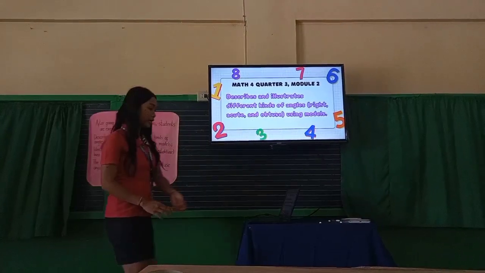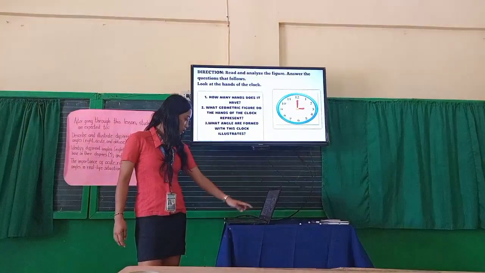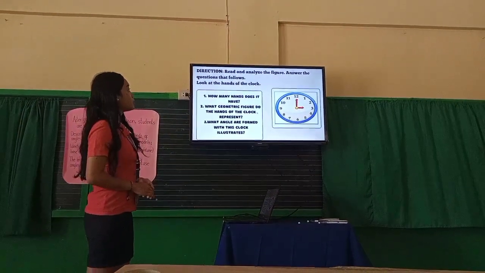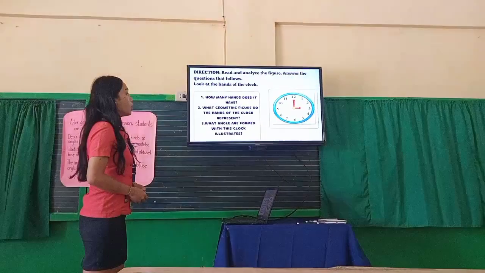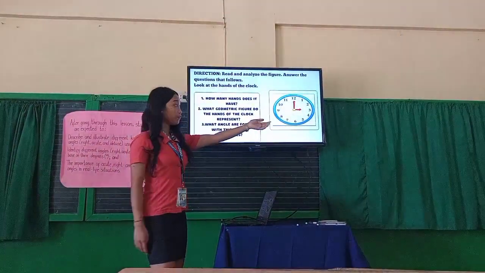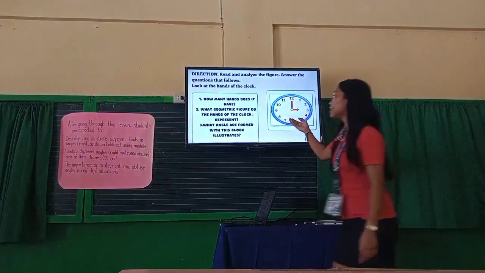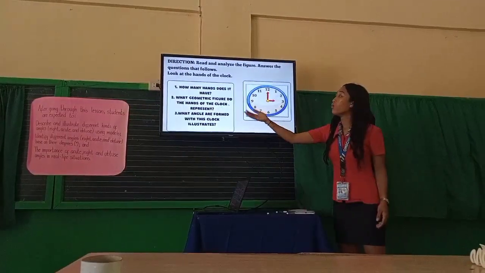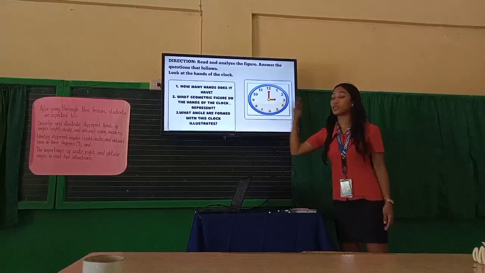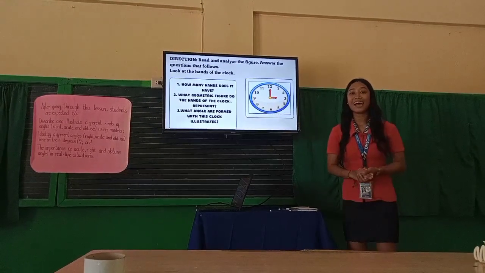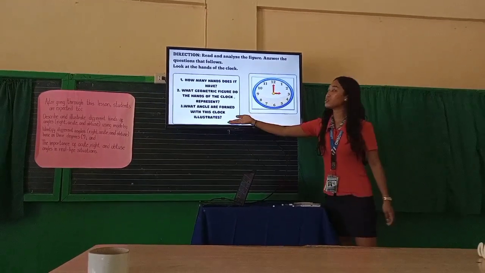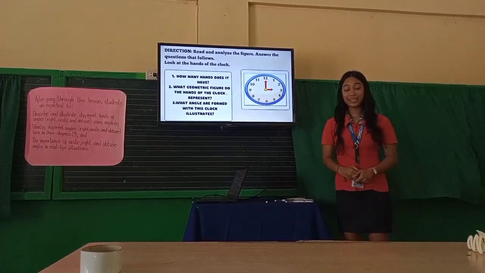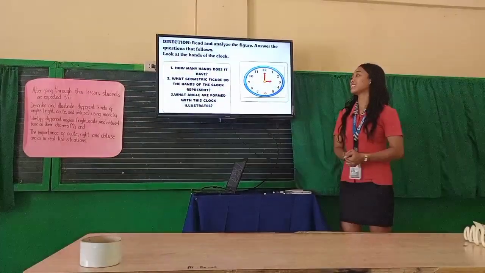Now, I have here a scenario. Direction: read and analyze the figure. Answer the questions that follow. Okay, look at the hands of the clock. How many hands does it have? Alright, it has 2 hands. Number 2. What geometric figure do the hands of the clock represent? It is an angle. Very good. And the last question. What angle or form will this clock illustrate? It is right angle. Correct.